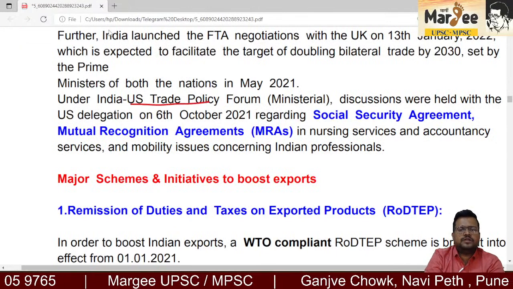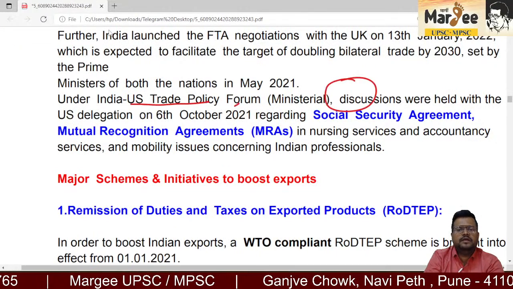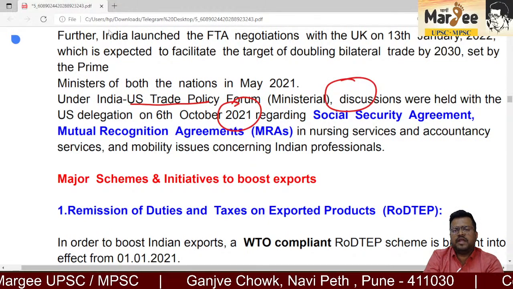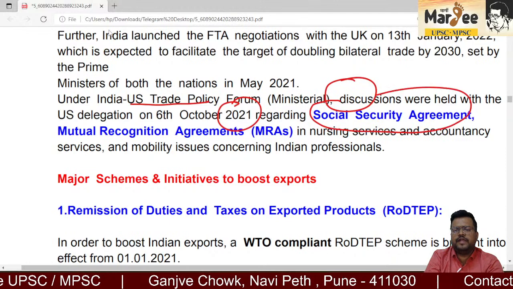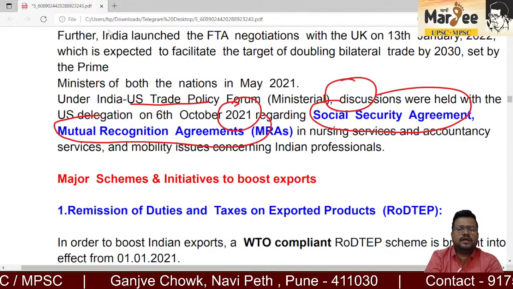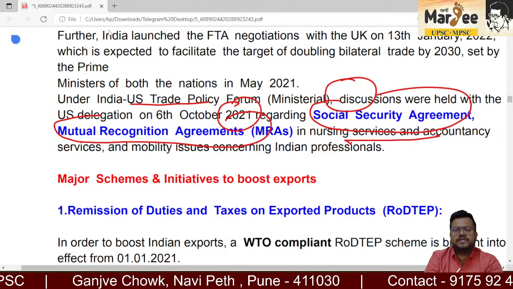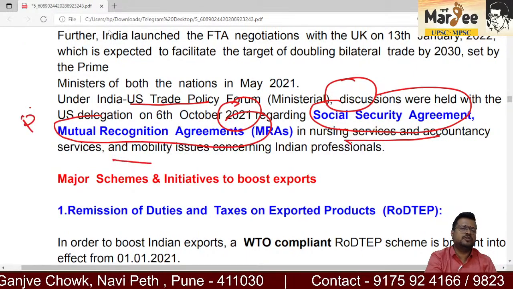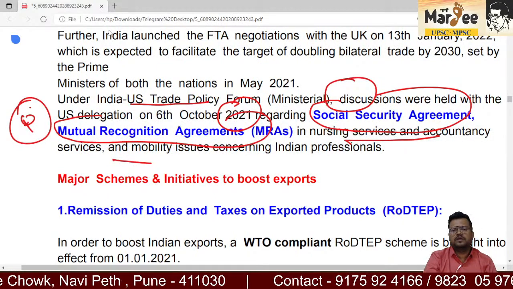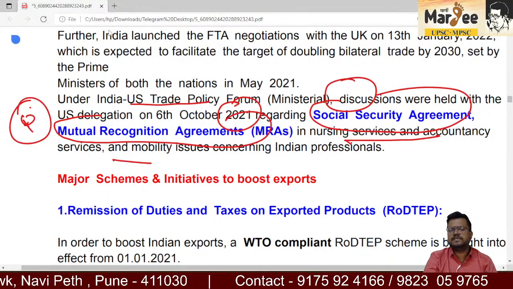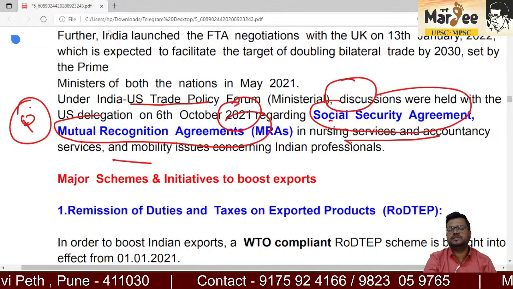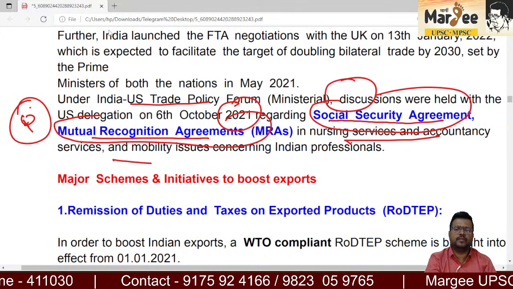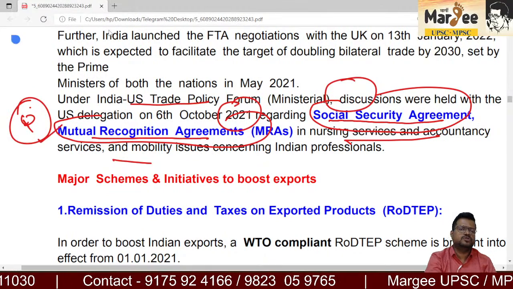Then the India-US Trade Policy Forum discussions were held in 2021. There, discussions were held related to a social security agreement and a mutual recognition agreement in nursing services and accountancy services. See, what UPSC can ask in the UPSC prelim is that recently India held discussion related to social security agreement and mutual recognition agreement with which of the following countries? So that will be USA.